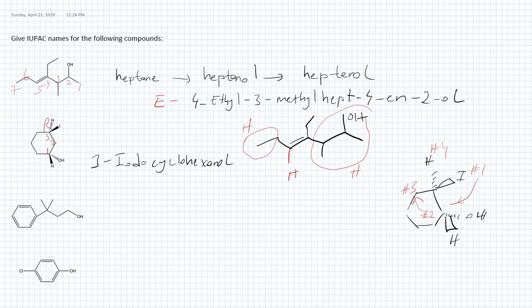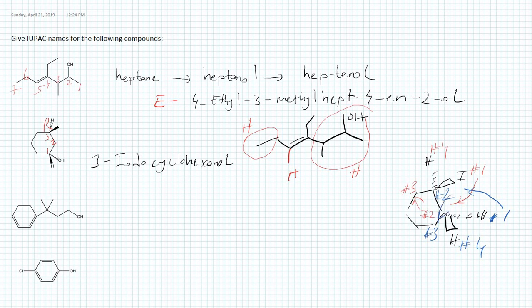How about the number 1 carbon? Is it R or S? I'm going to use another color, a blue color for this carbon. We have to say that number 1 is OH. Hydrogen has to be number 4. This carbon which has iodine has to be number 2, and this carbon has to be number 3. So let's look at 1, 2, 3.